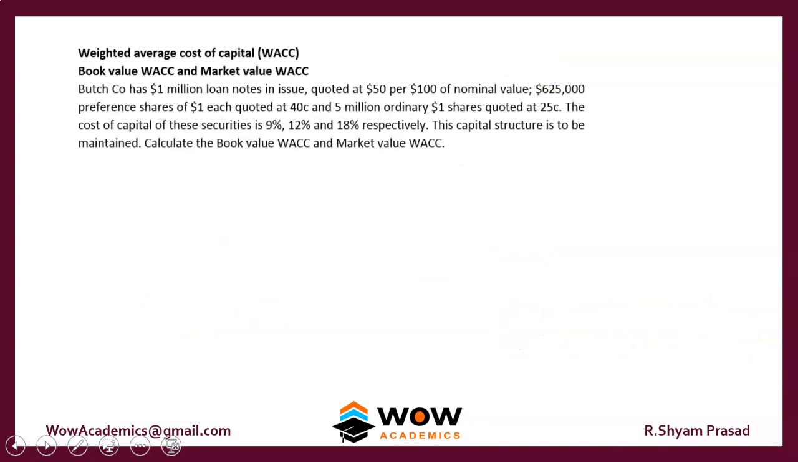So here's a problem. We'll try to do this problem. It states that Butchco has 1 million loan notes in issue, quoted at 50 rupees per 100 nominal. So the market value is 50 and the nominal value is 100 for this loan note. They have 625,000 worth of preference shares, each of a nominal value of $1 but quoted at a market value of 40 cents. And they have 5 million ordinary $1 shares, but the share price is at 25 cents.